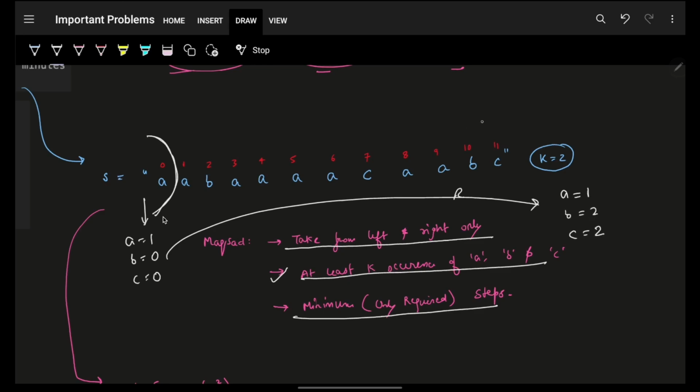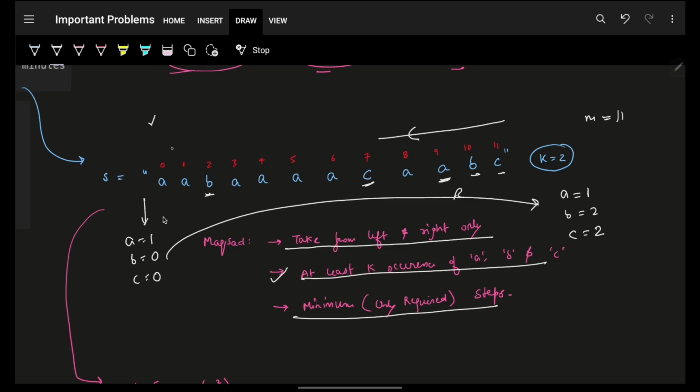So I will keep on iterating from the right side and see, okay, A1 I have got here, B2 I have got here, and C2 I have got here. So this is the minimum length on the right side if I would have taken the left up till this point. Okay, so the minimum length is nothing but 11.